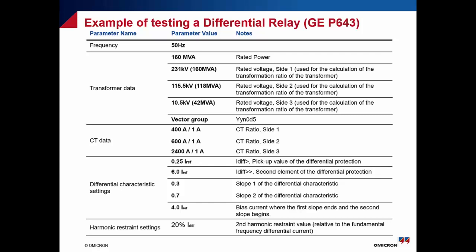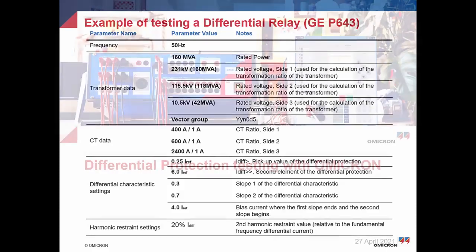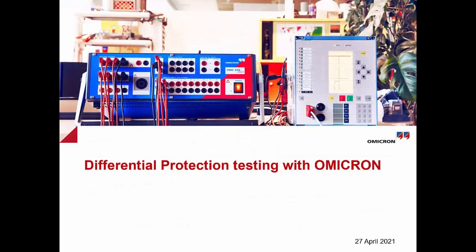And we have the main setting. 0.25 is I differential greater, 6 ampere is the I differential double greater. I change it to 10 ampere in our example. And slope 1 is 0.3, slope 2 is 0.7, and the bias current is for I reference. And we have the harmonics, second harmonics is 20% Y differential. This is general about our setting for today for the practical session.